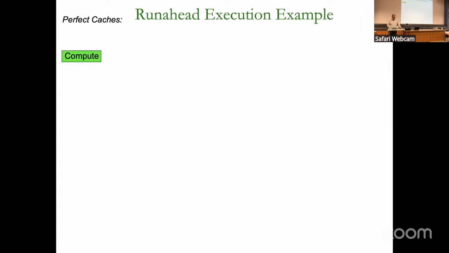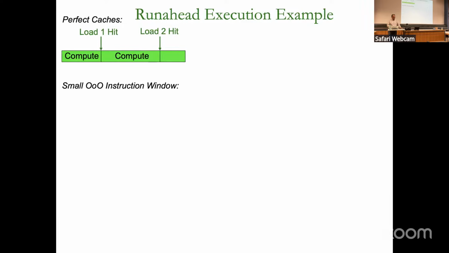So when you have a perfect cache, you do computation, and then you get to the memory access, and you hope that it's gonna hit in the L1 cache. So you compute, and then you have load one, and hopefully hit, and then you continue your computation. Another memory access, it's gonna hit, and then you continue your computation. So of course that's the perfect case. We don't want to have misses in our caches.